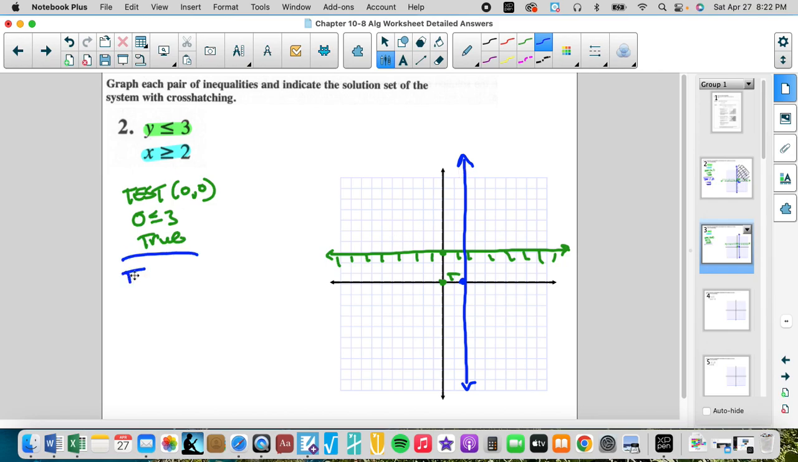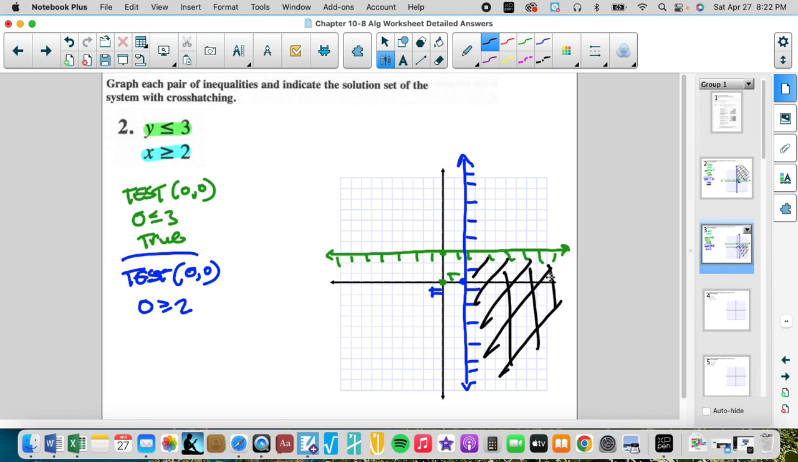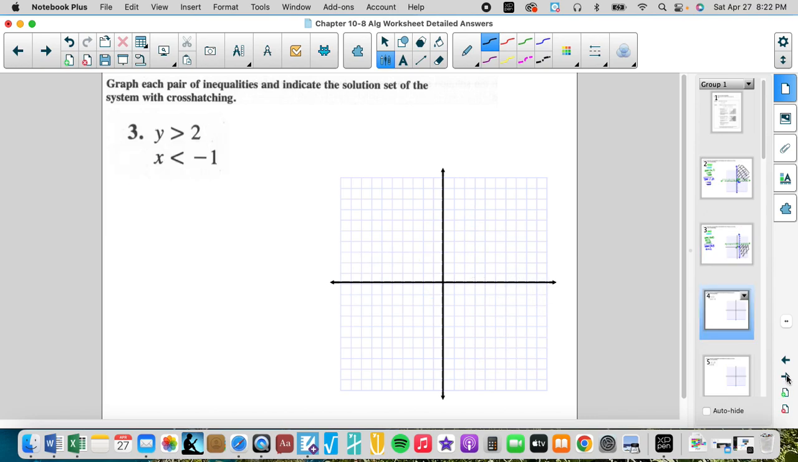Let's test the point 0, 0. Is 0 greater than or equal to 2? That is going to be false for blue. F for false for blue. So we're going to shade the other side. And where is it true, true? This is false, false. True for blue, false for green. True, true. True for green, false for blue. So it is going to be right in this area. That is the true, true.